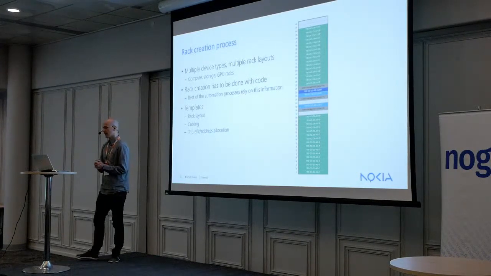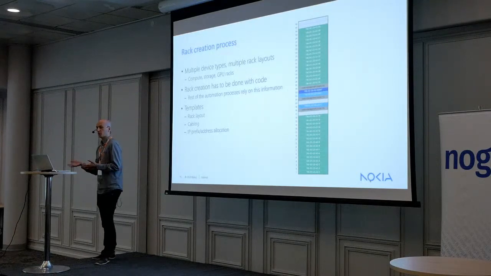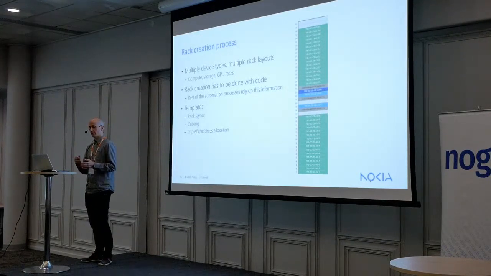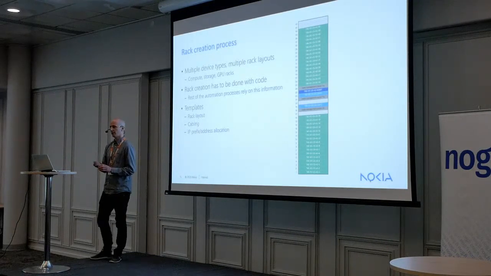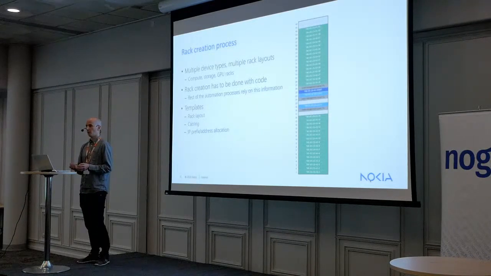And we started tackling this issue by creating templates for the data models for the racks. So first we have one template that defines the rack layout, so what kind of devices we have in the rack and their positions in the rack. We have another template for defining the cabling between the devices, and then one more template which basically defines how the IP addresses are allocated to the devices.